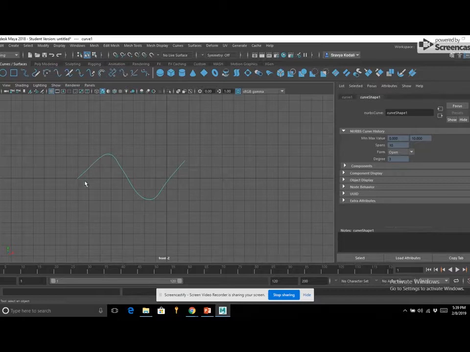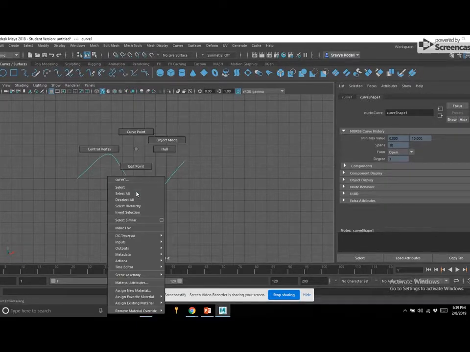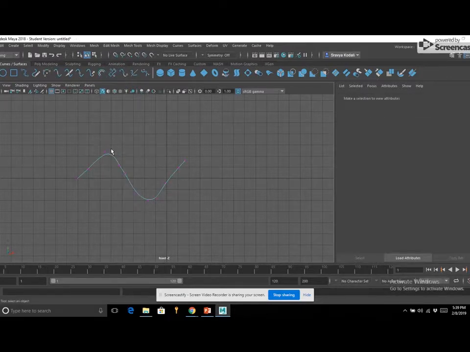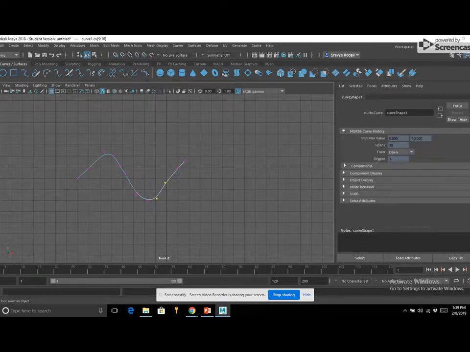Now we can adjust the shape of the curve by moving the control points, which is really a great feature. We can adjust the shape of the curve by changing the mode into control vertex. Now we have our control points highlighted here. Select the point which you would like to move or adjust, and now I'm using this move tool to move that point.